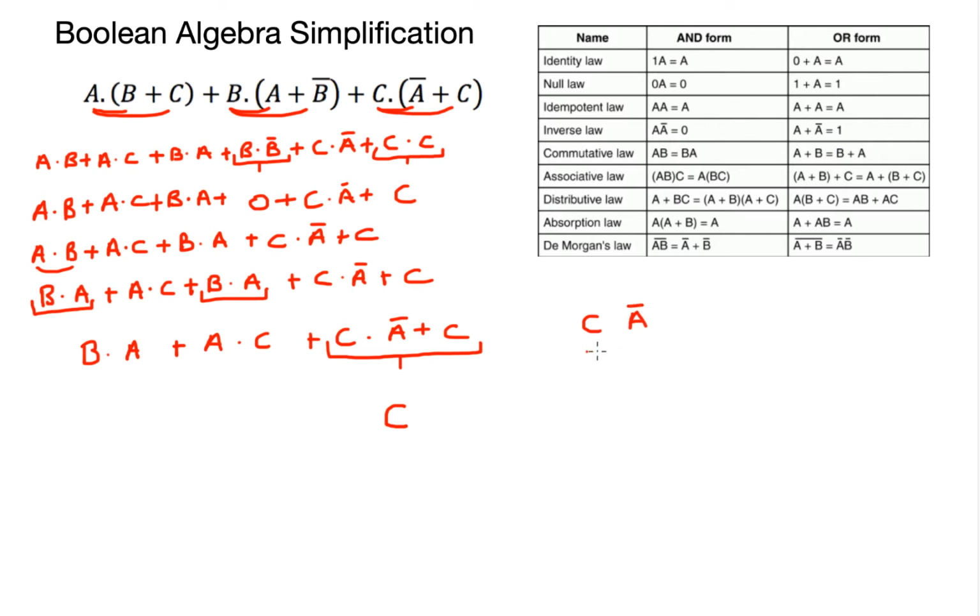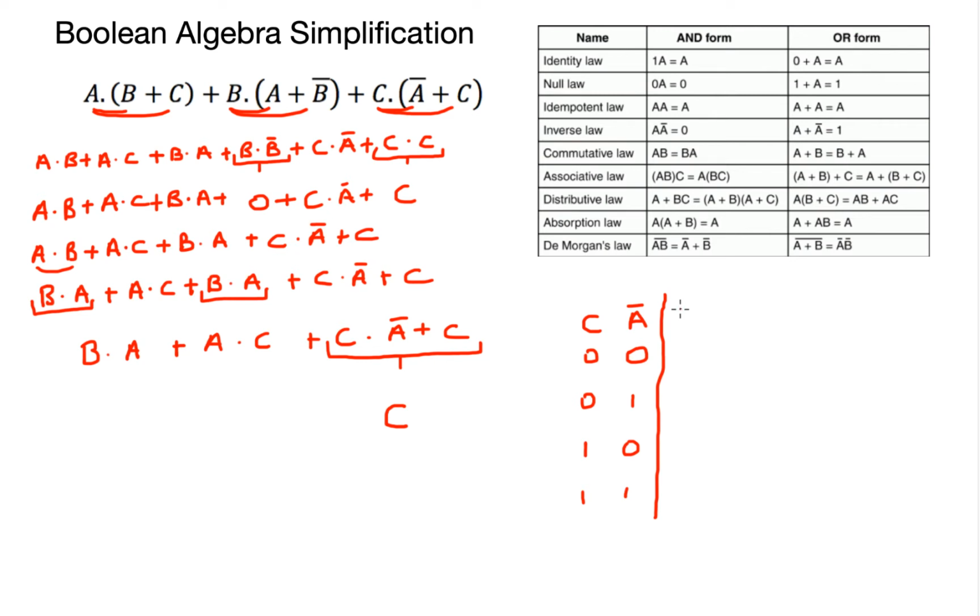I've got two terms, I've got C and not A. C can have the state of 0 and not A can be 0. C can be 0 and not A can be 1. C can be 1, not A can be 0, C can be 1, or not A can be 1. They are all the possible inputs that this truth table can have.